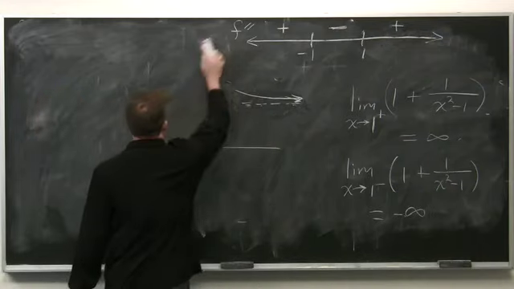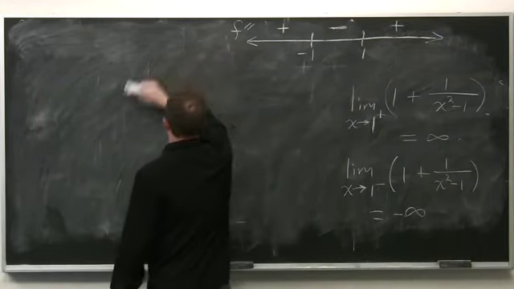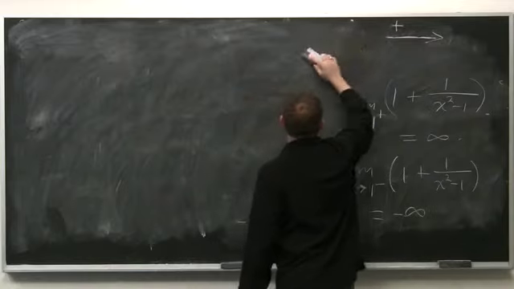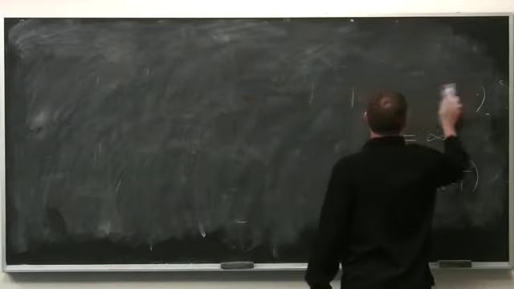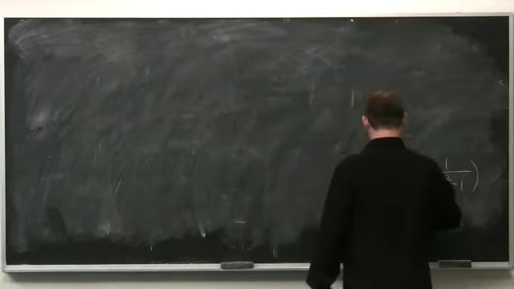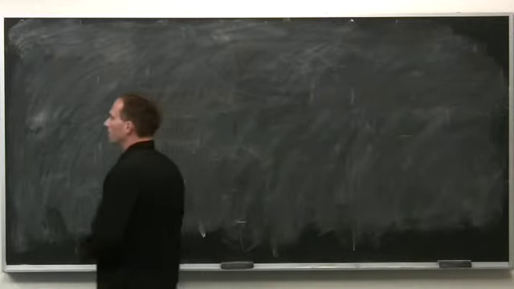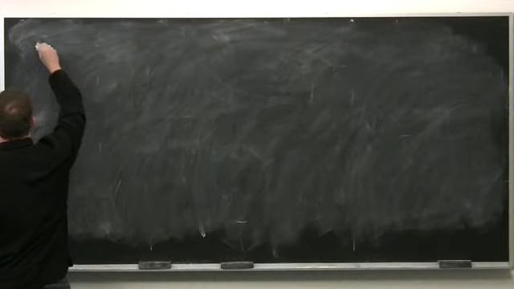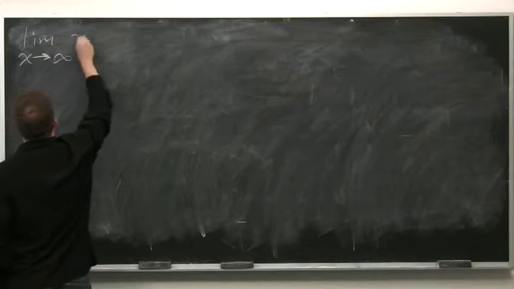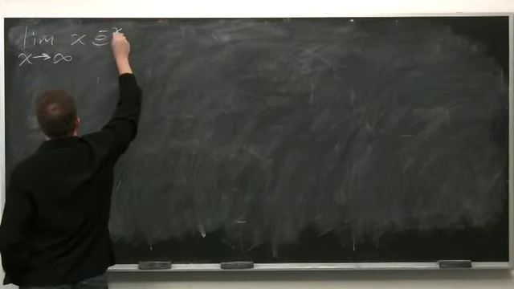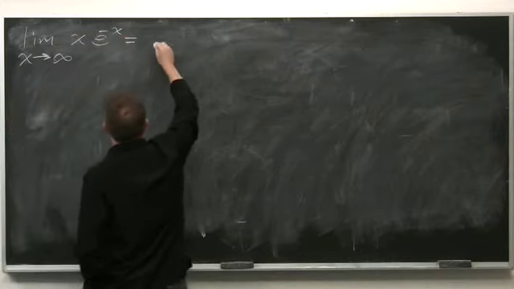But there could be horizontal asymptotes, and those you find by looking at what happens when x goes to positive infinity and when x goes to negative infinity. So what's the limit as x approaches infinity of x times e to the minus x?